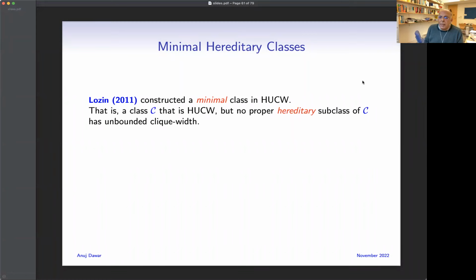So what do I mean by minimal? That is a class which is hereditary of unbounded clique width, but no proper hereditary subclass has unbounded clique width. So really, if you remove any graph from C and remove anything of which it is an induced subgraph, to maintain the hereditariness of the subclass, you'll get something which has bounded clique width.